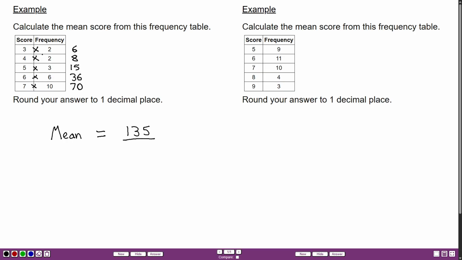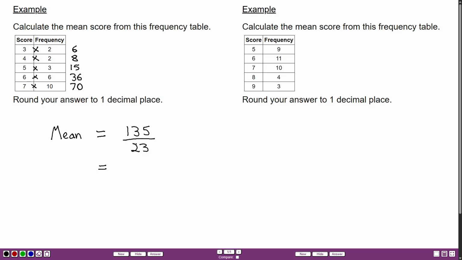So we need to do 2 plus 2 plus 3 plus 6 plus 10. And that comes out to be a total of 23 people when I add all these together. So we can think of this as 23 people altogether scored 135 points. So for the mean, it makes sense to divide these points fairly over these 23 people.